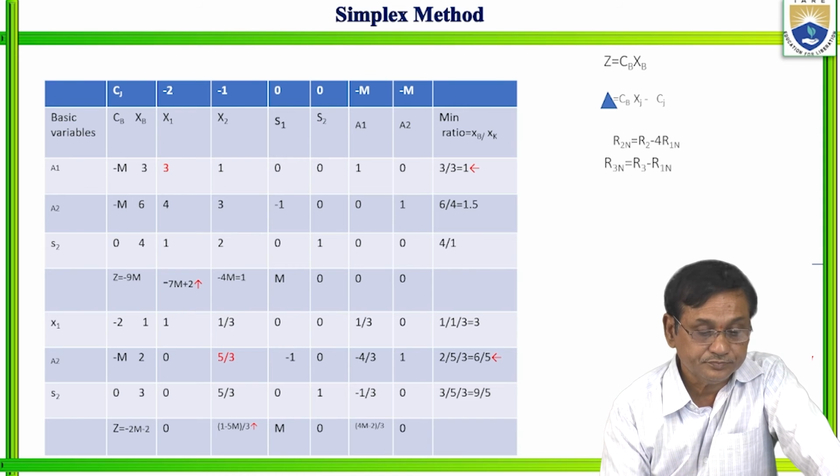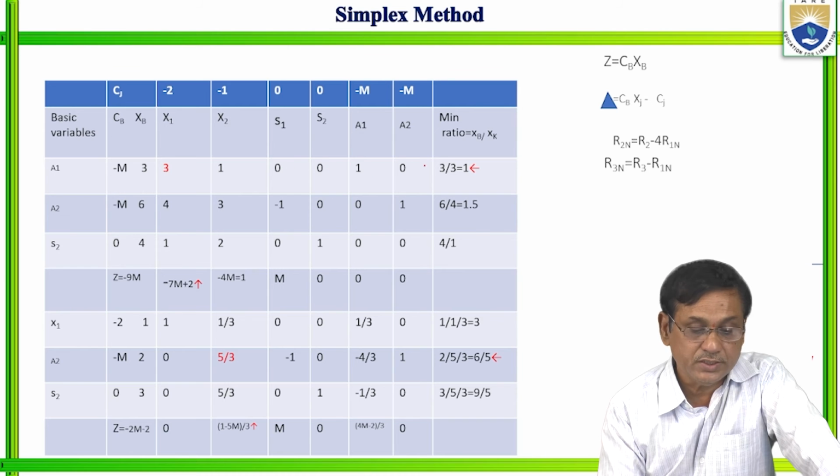Now here, -M, 3, 3, 1, 0, 0, 1, 0. Here, -M, 6, 4, 3, -1, 0, 0, 1.